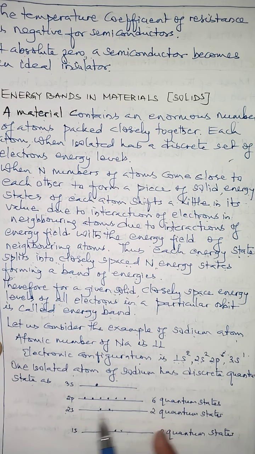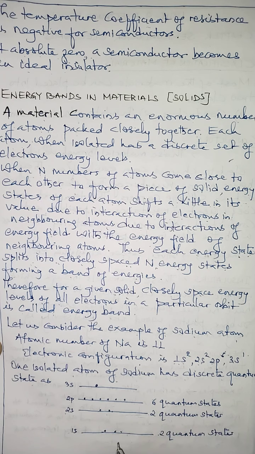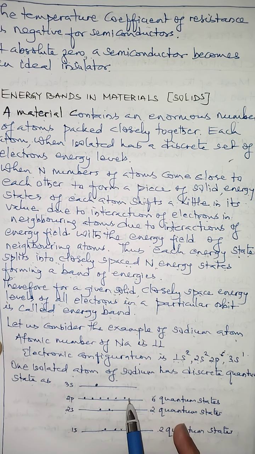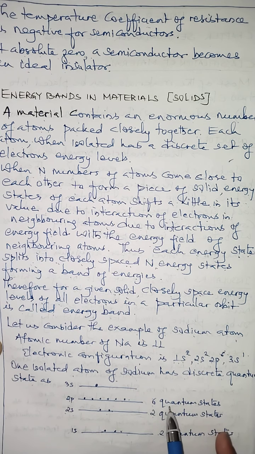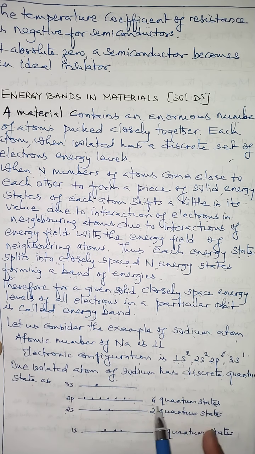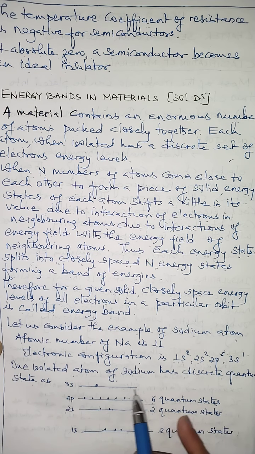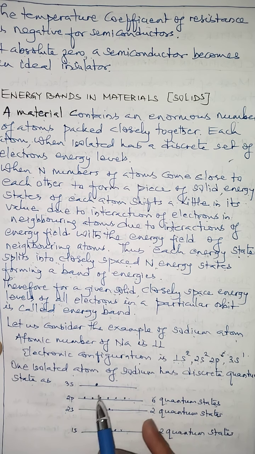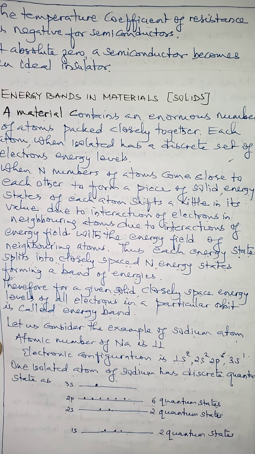2s also has 2 electrons present in this orbit. It also acquires 2 quantum states. That means 2 electrons acquire the discrete energy level. 2p contains 6 electrons, so 6 electrons in this 2p acquire a discrete energy level. That means 6 quantum states are acquired by this energy level. And lastly we have 3s which contains only 1 electron in the outermost orbit, and this also acquires a quantum state. So with 1 quantum state, only 1 electron acquires the energy level in the last orbit in the sodium atom. But this is the case of an isolated sodium atom.